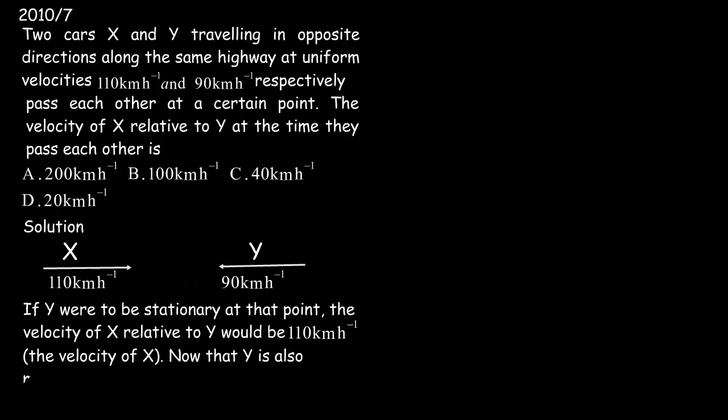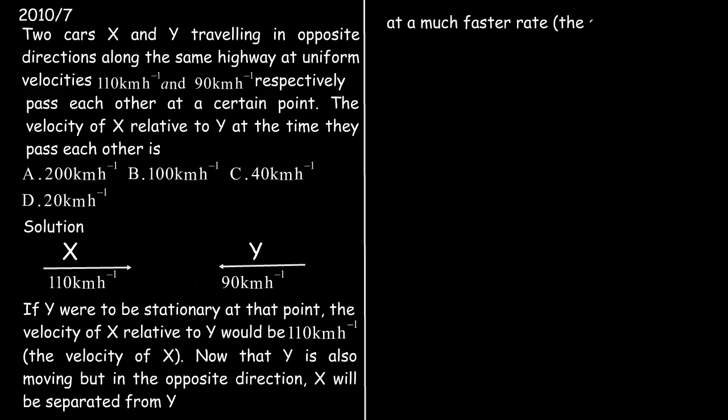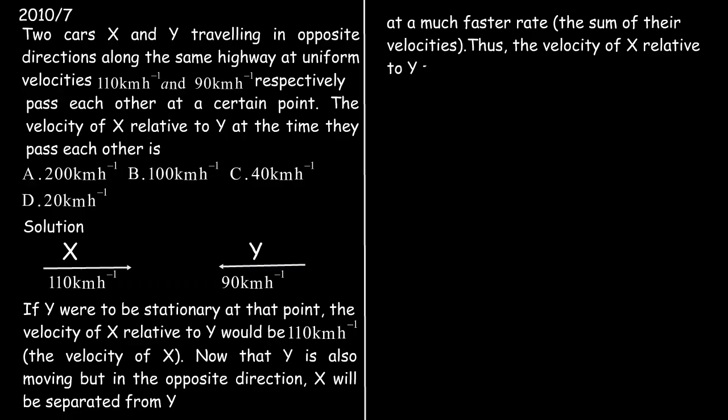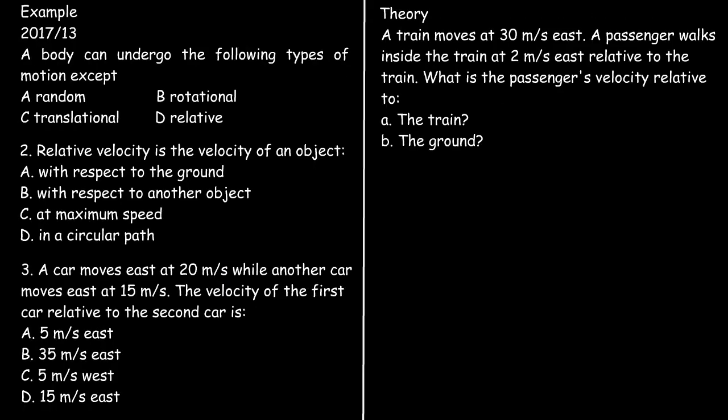Now that Y is also moving but in the opposite direction, S will be separated from Y at a much faster rate. That's the sum of their velocity. Thus the velocity of S relative to Y will be equal to 110 plus 90, which is equal to 200 km/h. We have some exercises, and the first is from WAEC 2017.